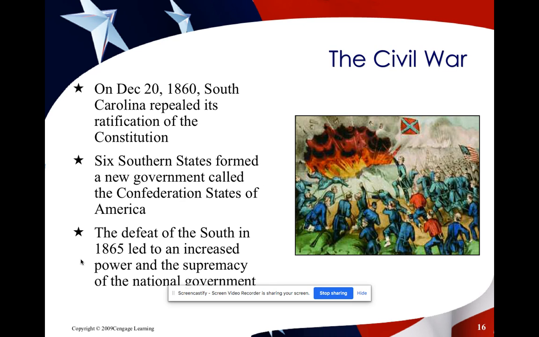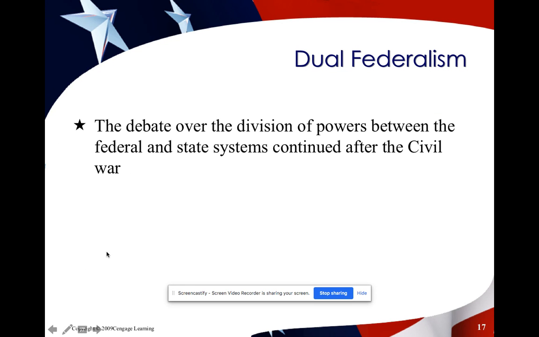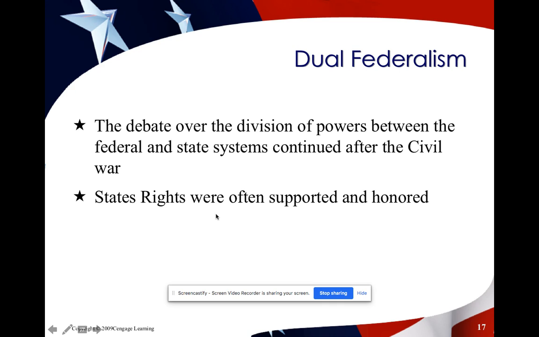And obviously there's going to be a lot of fallout from this defeat, but one of them is the supremacy of the national government really has not stopped growing since the end of this war. In the 20th century, you especially see the power of the national government, especially when you get to the New Deal era, and really it has continued ever since. So dual federalism is a debate over the division of powers between the federal and state governments. They still continued to have differences, but the national government is going to continue to gain more power.